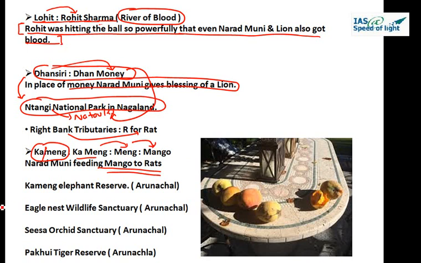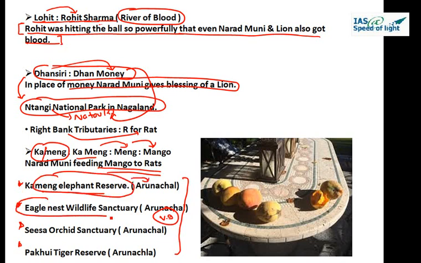Important points we have to remember for the Kameng are the Kameng Elephant Reserve in Arunachal Pradesh, Eagle Nest Wildlife Sanctuary, Sessa Orchid Sanctuary, and Pakke Tiger Reserve, all in Arunachal Pradesh. So, very important: Kameng Elephant Reserve. Elephant reserves, they get mango only, and who serves them? Arun Jaitley. Eagle Nest Wildlife Sanctuary. So eagle, you have to relate with Arunachal Pradesh, and also you can relate it with mango.